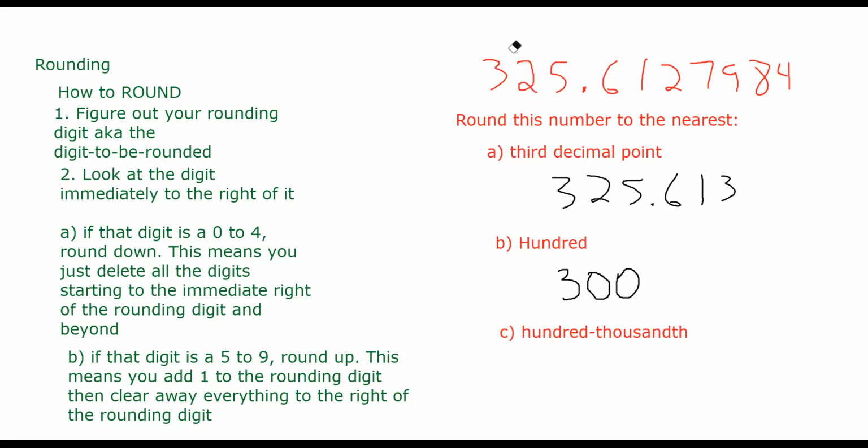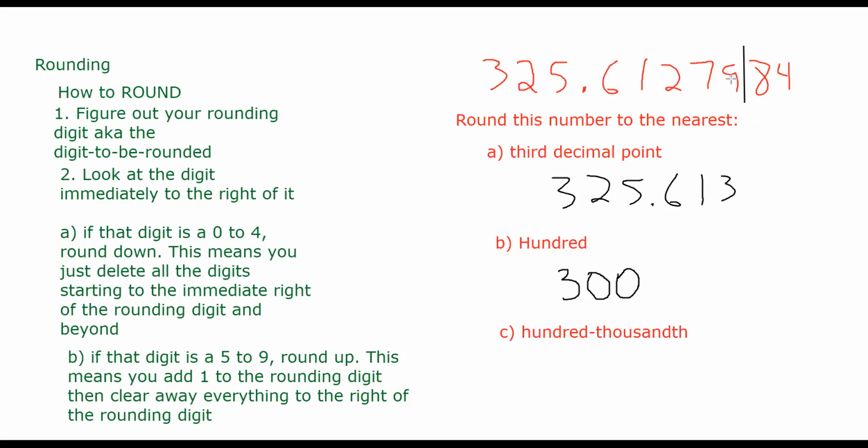Finally, the nearest 100,000th. All right, let's see. 10th, 100th, 1,000th, 10,000th, 100,000th. So it's this 9. Then I look over to the digit over, and it's an 8. So am I going to be rounding up or down? I'll round up here, which means I add 1 to the 9.